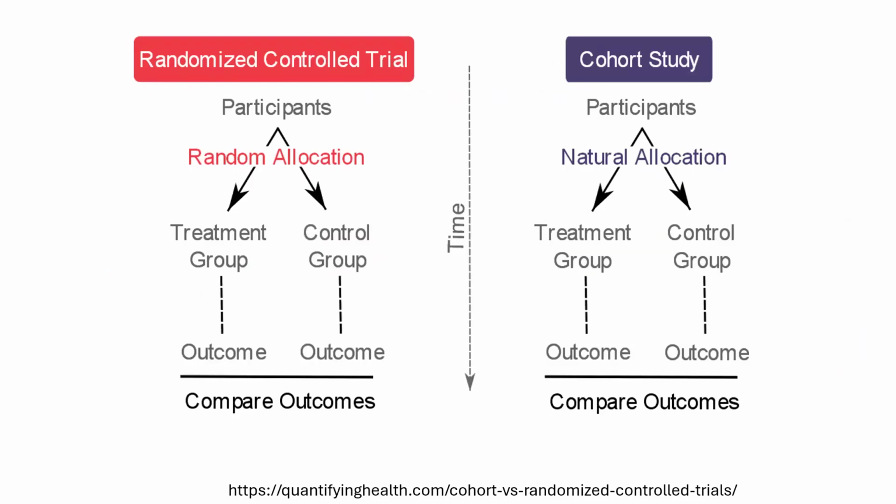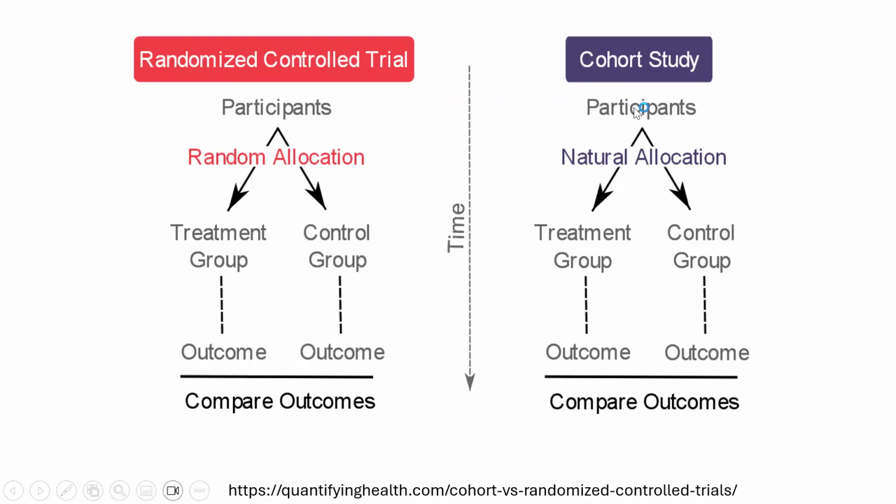So if you look at an RCT, which is the gold standard, the participants are randomly allocated to the treatment group and the control group. So here, all the baseline characteristics, that is confounding factors, will be equally distributed in the treatment group as well as the control group.